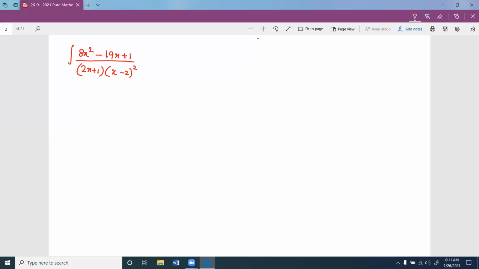partial fractions, right? So initially, we'll just try to make it as a partial fraction. I just mark it as I, for our convenience, to minimize the time spent writing the same expression again and again. Then you can write (8x squared minus 19x plus 1) divided by (2x plus 1)(x minus 2) squared is equal to A over (2x plus 1) plus B over (x minus 2).